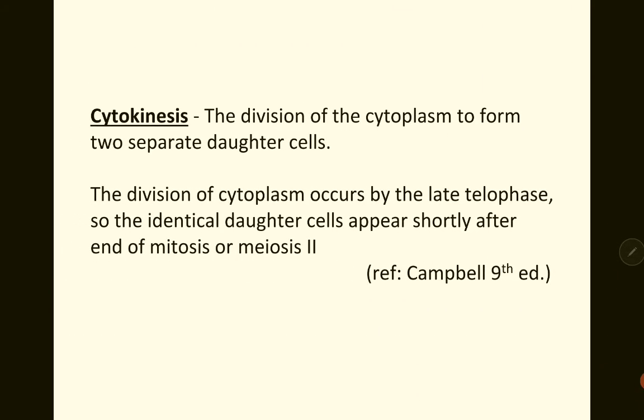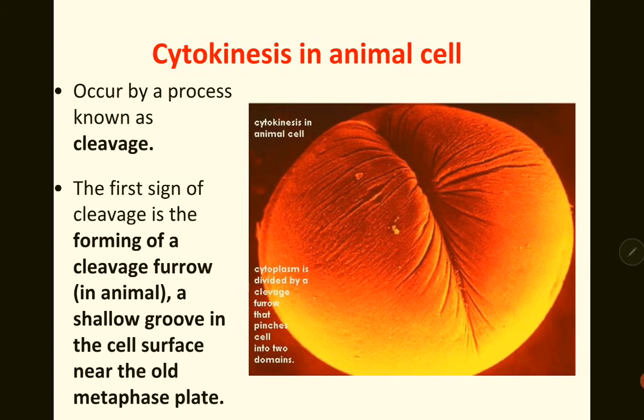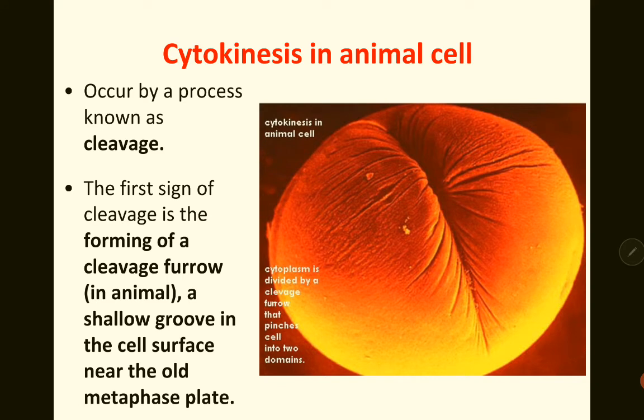Okay, the cytokinesis process is the division of the cytoplasm to form two separate daughter cells. Division of the cytoplasm occurs by late telophase, so the identical daughter cells will appear shortly after the process of mitosis. We can divide cytokinesis into animal cell and plant cell. So we look at cytokinesis in animal cells first. The process is known as cleavage.